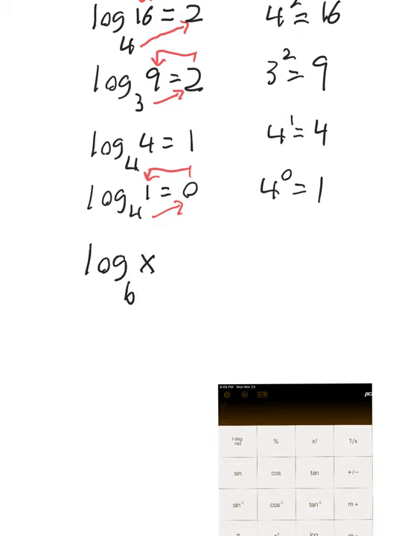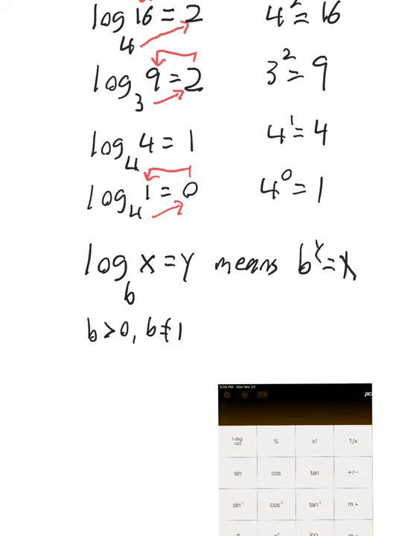For any base b that's positive and not equal to 1, okay, if we write log base b of x equals y, that means b to the y is equal to x. Okay. The b here has to be positive, and it can't be equal to 1. Can't be 1 because if you took 1 to any power, you would just get 1. Okay, so you would not be able to get different things. Okay, the x will always be bigger than 0. All right.